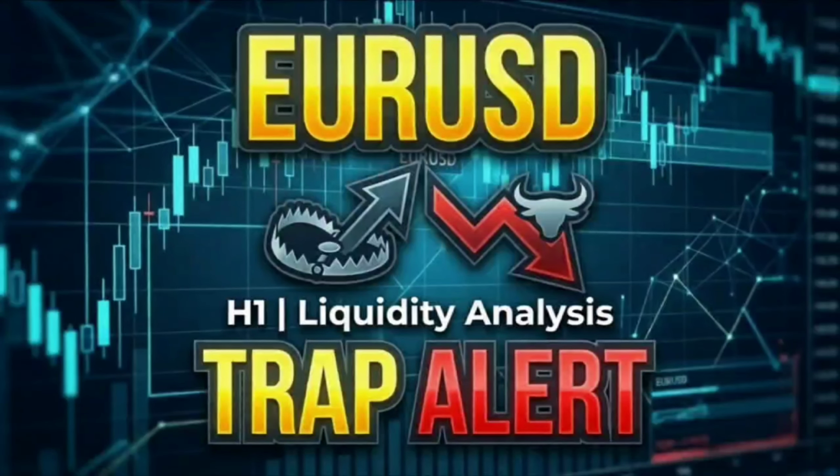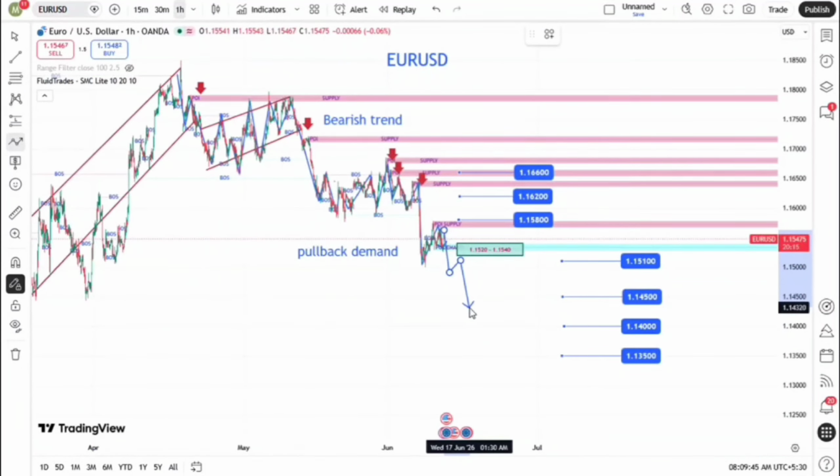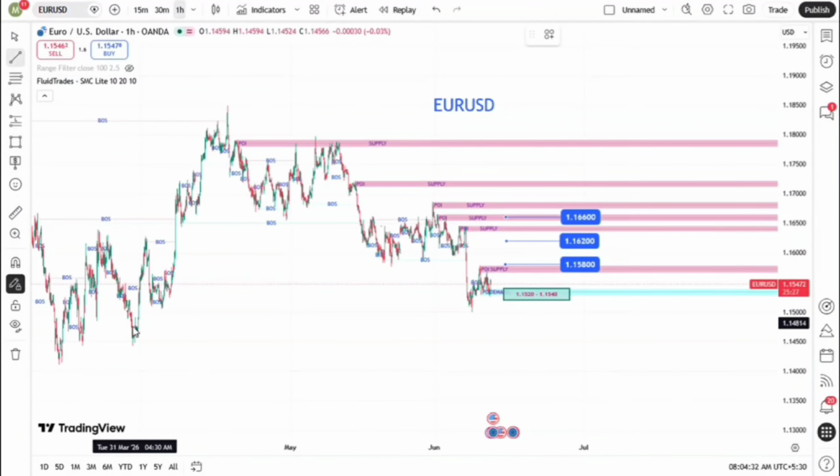Are you confused about where EURUSD is heading next as it traps both buyers and sellers?